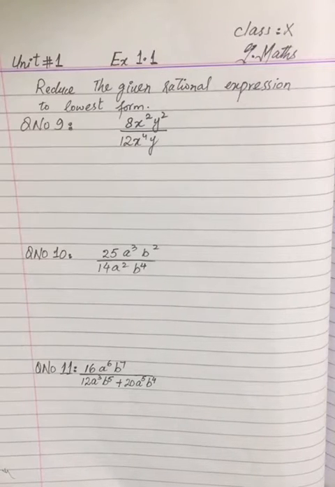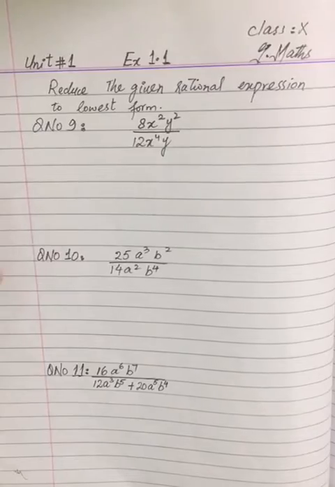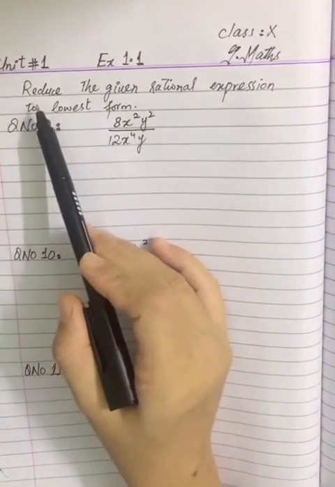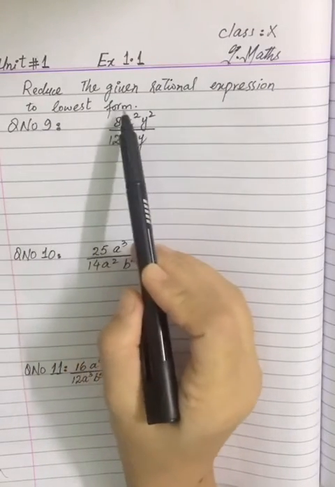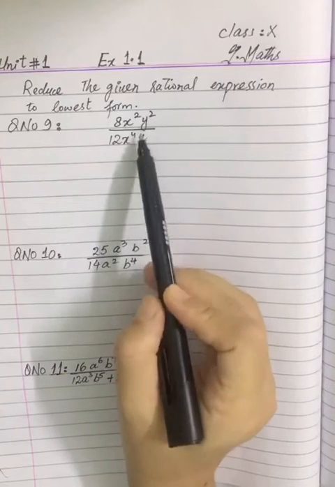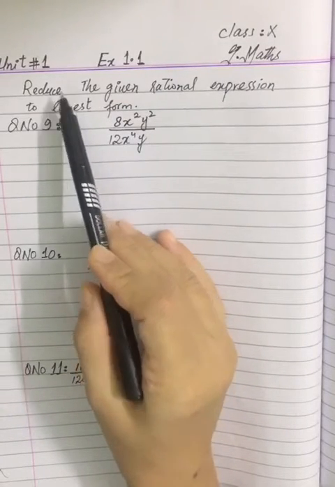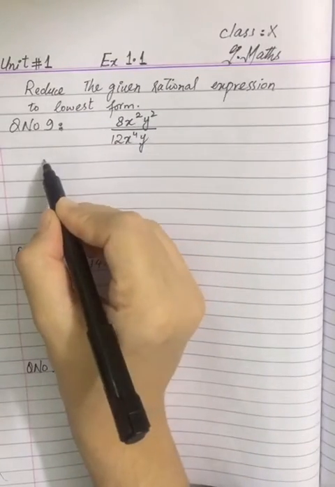Today we will solve questions from exercise 1.1. Here is question number 9 in front of me. Let's start. The statement of the question is: reduce the given rational expression to lowest form. So the rational expressions are given and we have to solve them and reduce them to their lowest form. Let's start doing this.